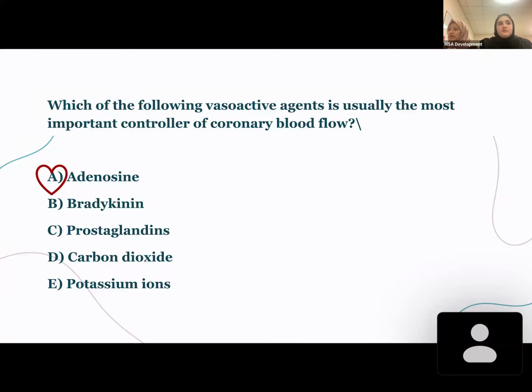Why not D or E? Even though bradykinin, prostaglandins, and potassium ions all have an effect on blood flow in the heart, adenosine is the main one, and the question says the most important controller. Is that clear? I love the name for this user, but yeah, is that clear?